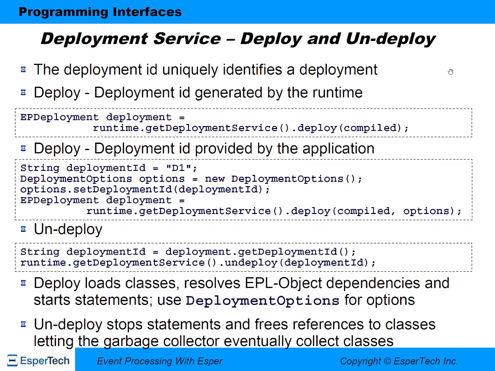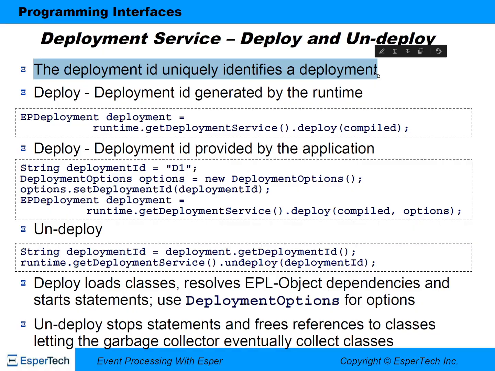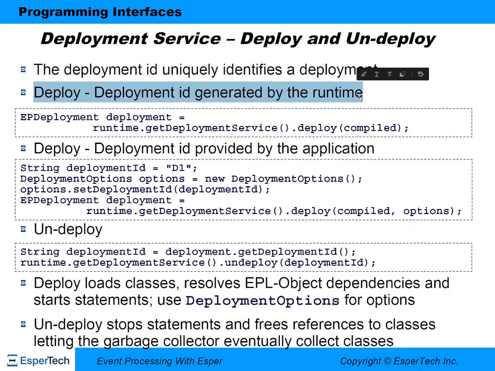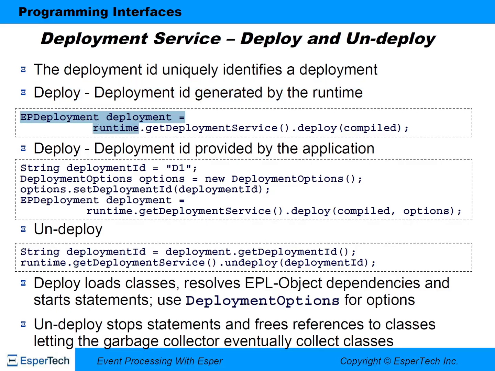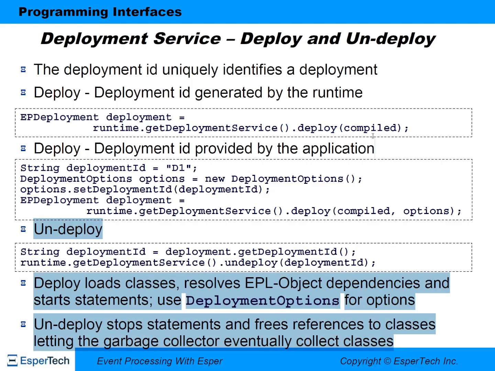The deployment service deploys and undeploys compiled modules. The deployment ID uniquely identifies a deployment. The deployment ID is a string-type value and can be any string. To deploy a deployment, with the deployment ID generated by the runtime, the code is EPDeployment equals runtime.getDeploymentService().deploy(compiled).